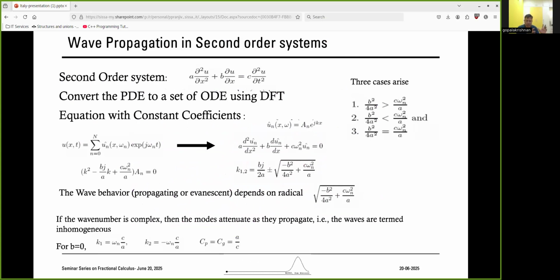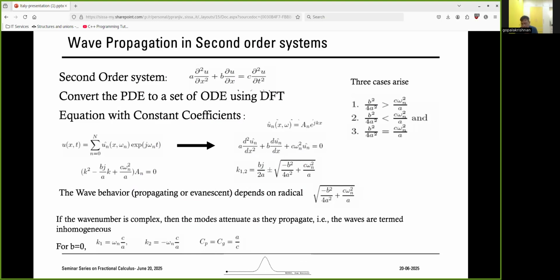So let's take a simple second order partial differential equation. Here, A, B, C are constants. What we do in spectral analysis is transform this into the frequency domain using the discrete Fourier transform. The numerical implementation of the discrete Fourier transform is the fast Fourier transform. When you apply it, it converts the partial differential equation into a set of ordinary differential equations of constant coefficient type, so you know the solution is exponential. When you substitute this exponential, you get a characteristic equation for the wave number, which we solve.